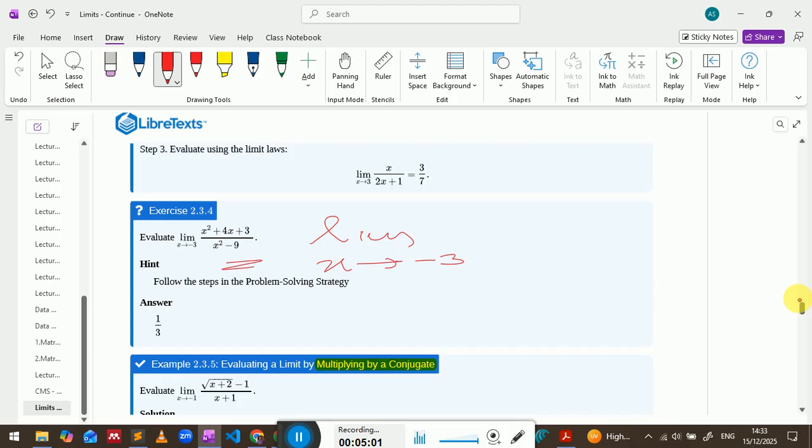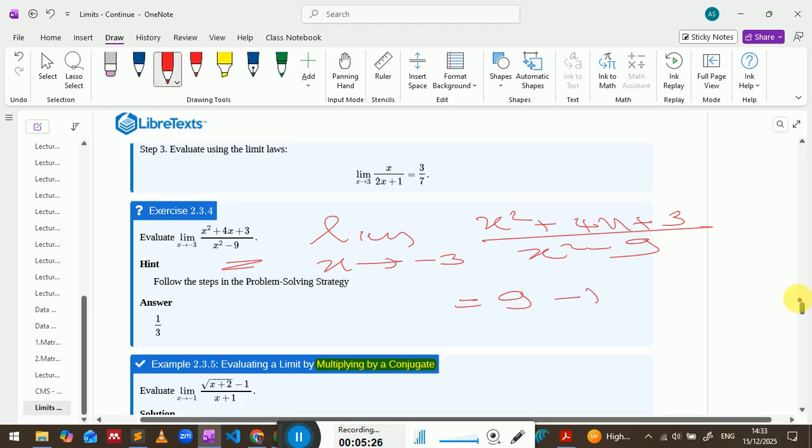Here also, if you directly put x squared plus 4x plus 3 over x squared minus 9, and x approaches minus 3: (minus 3) squared, plus 4 into minus 3, which is minus 12, plus 3, over (minus 3) squared, which is 9, minus 9. So we are getting 12 minus 12, which is 0 divided by 0. So we cannot provide 0 divided by 0 directly as an answer.